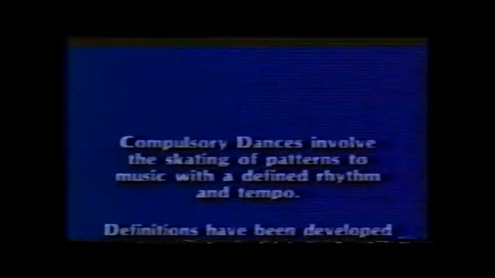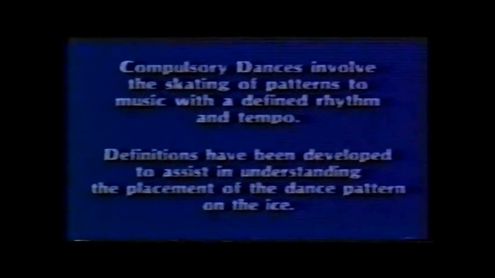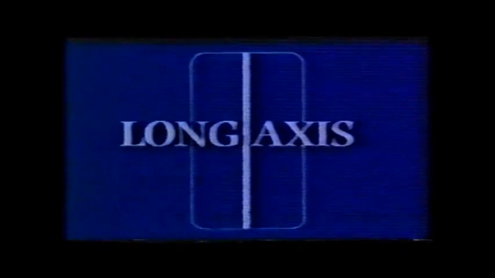Compulsory dances involve the skating of patterns to music with a defined rhythm and tempo. Definitions have been developed to assist in understanding the placement of the dance pattern on the ice. The long axis is defined as a straight line that divides the ice surface into two halves lengthwise. This imaginary line may also be referred to as the midline.